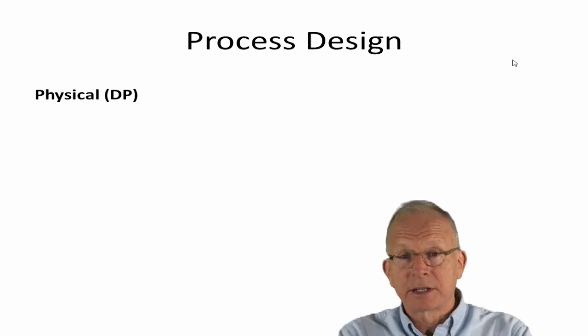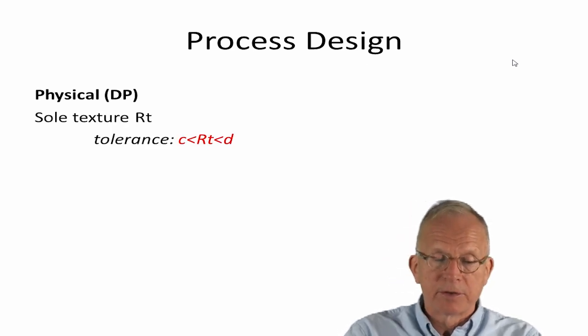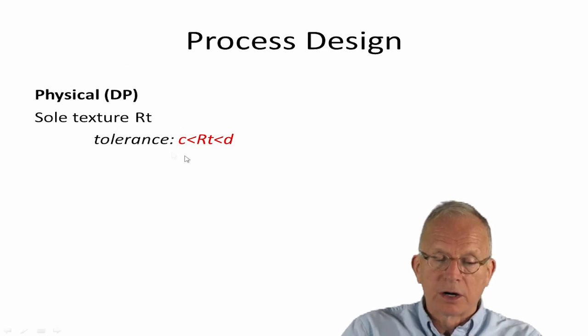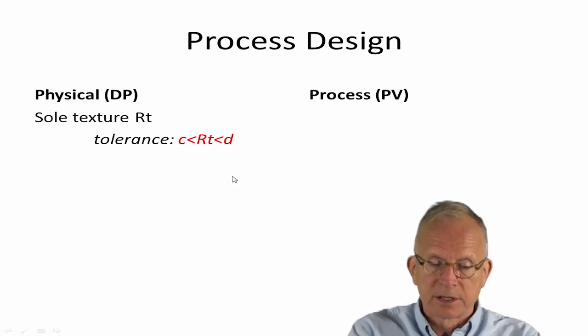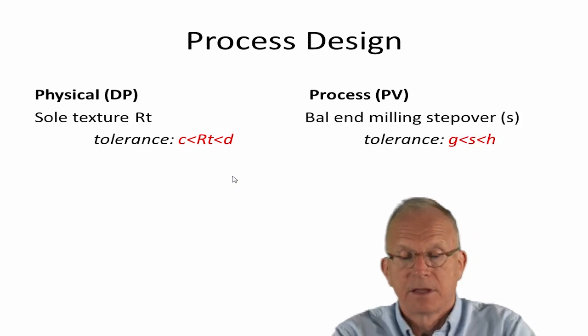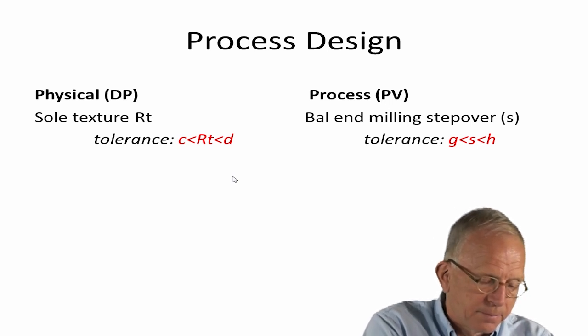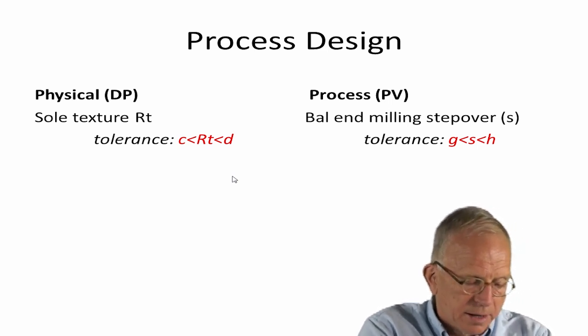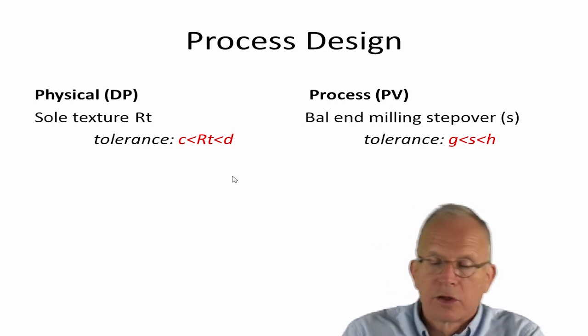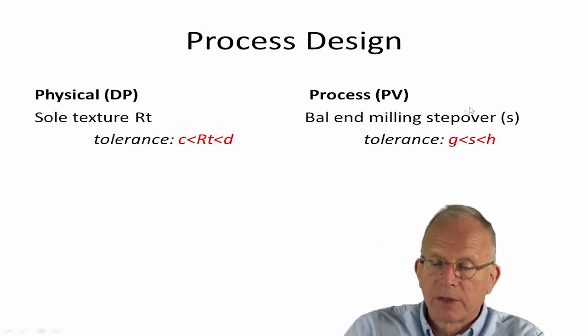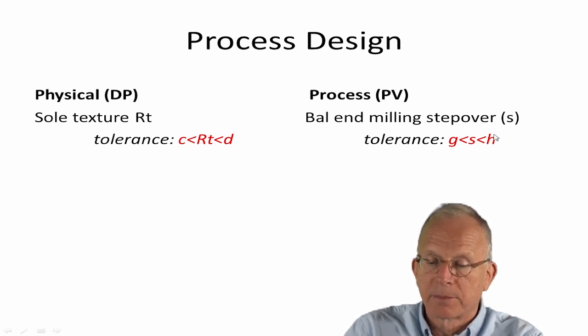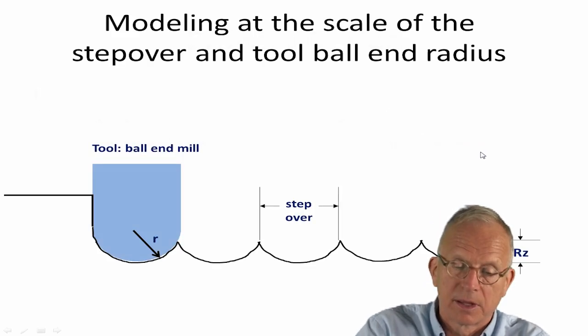So let's take a look at the process design. Now we'll start with the design parameter, the physical part. This is the sole texture RT, which has to be between, say, some limits C and D. Now we'll try ball-end milling, so the step-over can define what the roughness is, and we'll use it as our process variable. We'll call this S for step-over, and it should be between something like G and H, let's say.